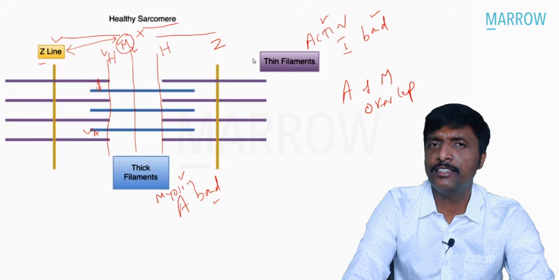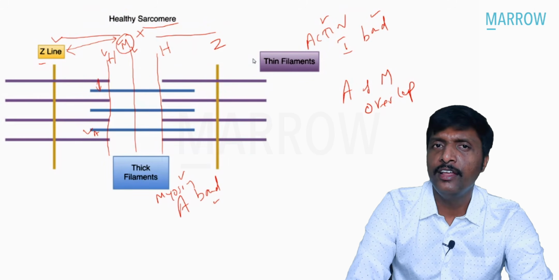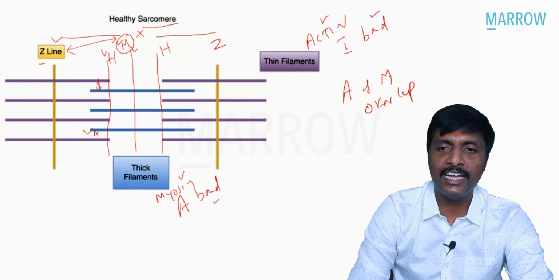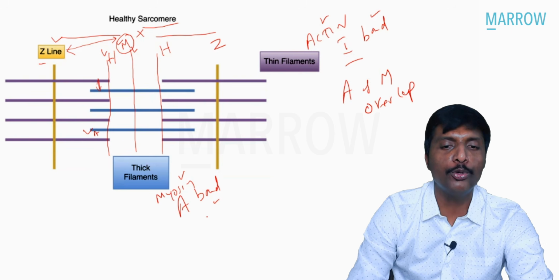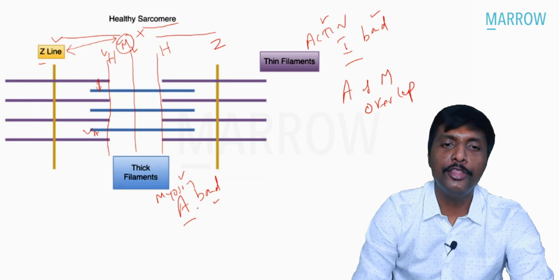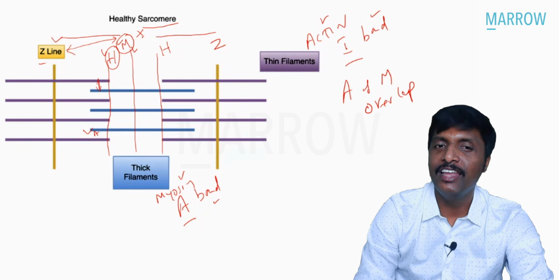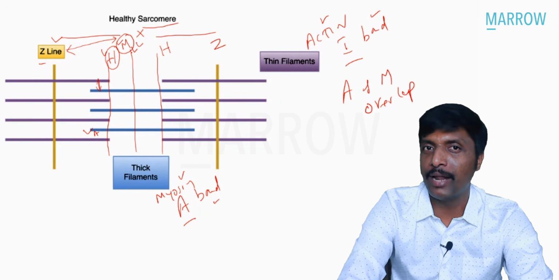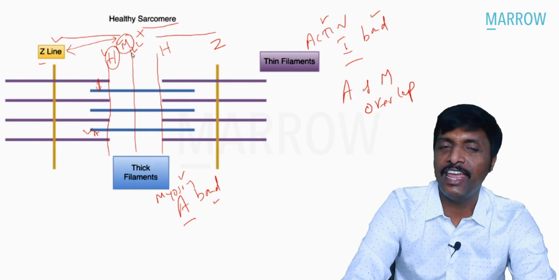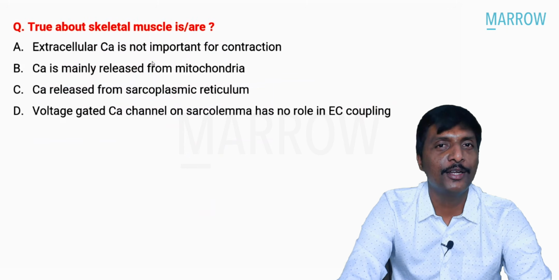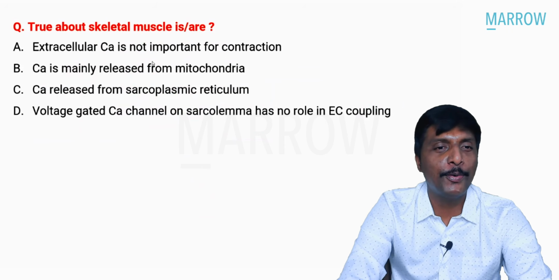So these are the lines. We now know very clearly the area between two Z lines is one sarcomere. Actin is the I band. Myosin is the A band. The non-overlapping part of myosin is the H band. The middle line is the M line. So ZAHM. Simple. Next question. Another exact repeat.